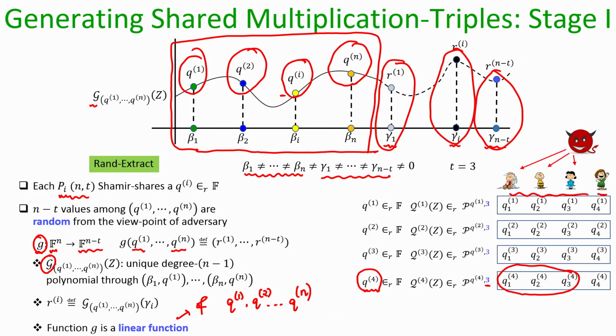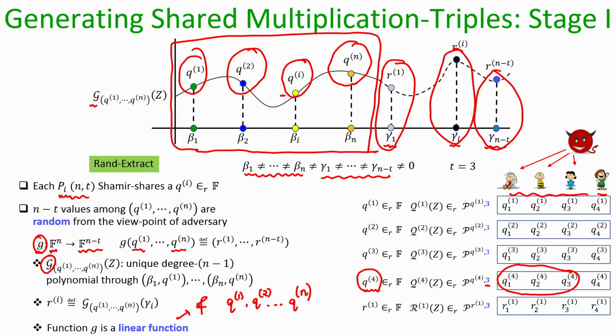These new points are always a publicly known linear function of the old points. But since the old points, namely the q components, are secret shared, I can compute these new points also in a secret shared fashion, and that is what we are going to do here.